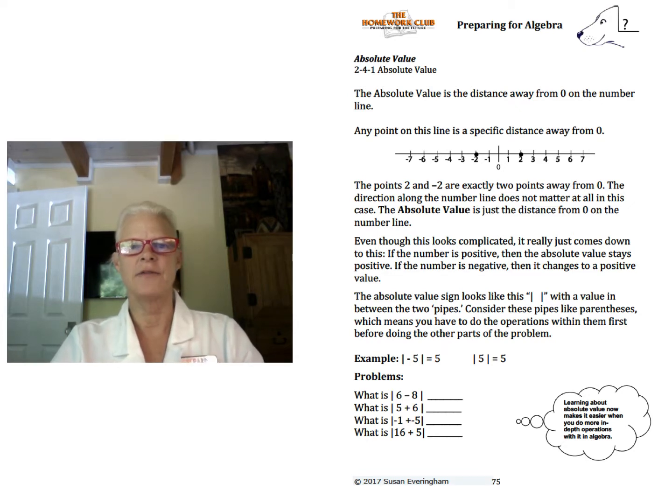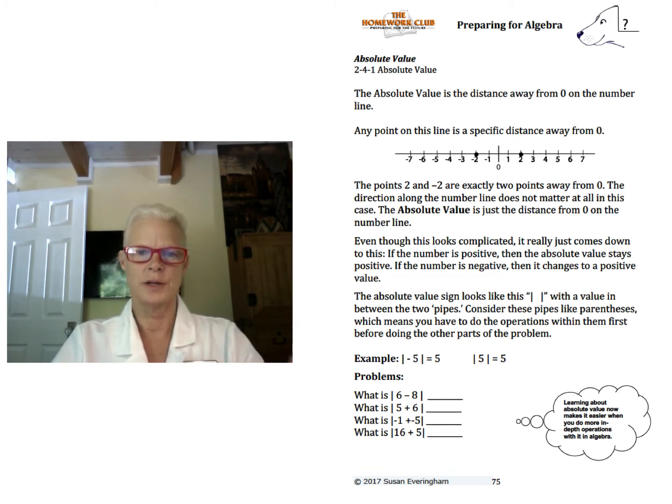Hey, welcome. Page 75, absolute value. This is the distance away from 0 on the number line. As you can see, -2 and 2 on the number line are both exactly 2 points away from 0. The problems at the bottom of the page can be looked at just like the example.